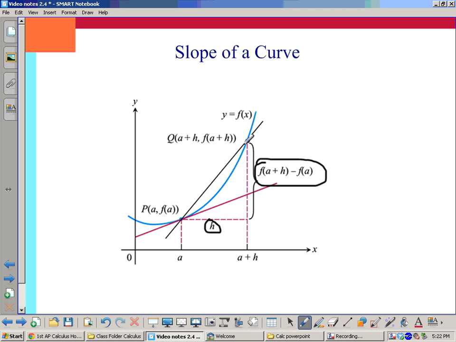What we'll do is keep making h smaller and smaller so that we can move our point Q closer. We could start here and then keep moving it closer and closer, and eventually get it so close that it approximates the slope of this line, which we're going to refer to as the tangent line. So this line here is called the tangent line. So we're going to find that slope.